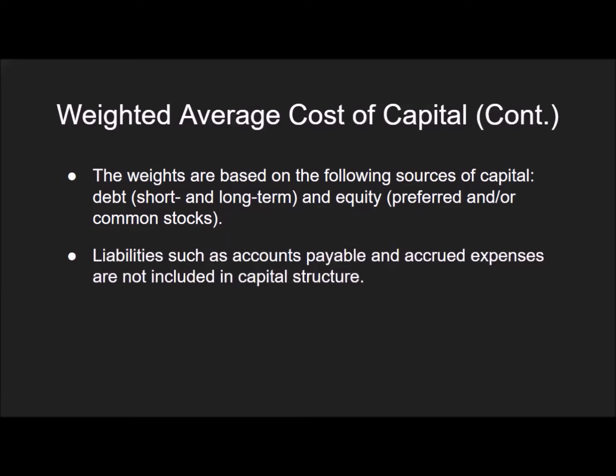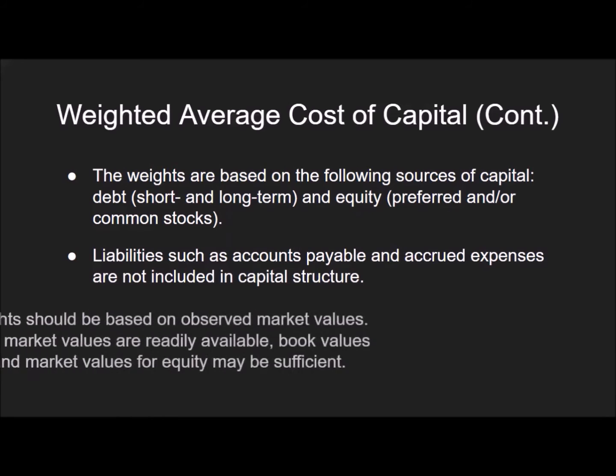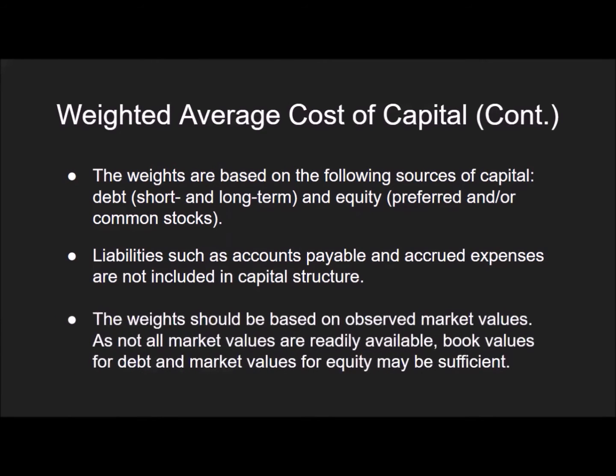Liabilities such as accounts payable and accrued expenses should not be part of the capital structure. Ideally, the weights should be based on observed market values. However, not all market values are readily available. As a result, book values for debt and market values for equity may be sufficient.